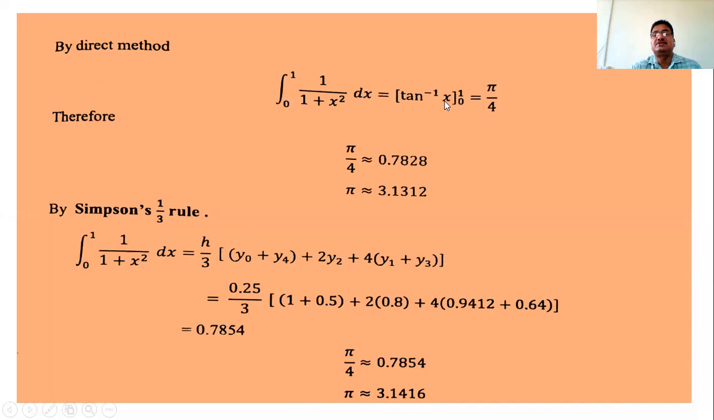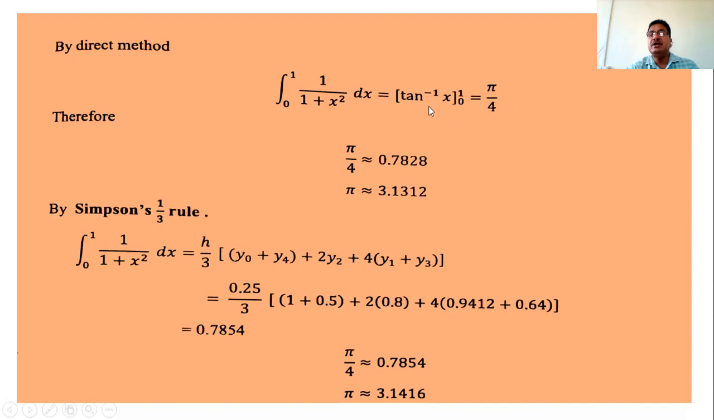The integration of 1 by 1 plus x square dx is tan inverse x. What is the derivative of tan inverse x? It is 1 by 1 plus x square, and therefore the integration of 1 by 1 plus x square is tan inverse x, and the limits are 0 to 1. Then find the value at the upper limit, that is tan inverse 1 minus tan inverse 0. Tan inverse 1 is pi by 4, and tan inverse 0 is 0, and therefore we have the answer pi by 4. Value at the upper limit means tan inverse 1 minus tan inverse 0.